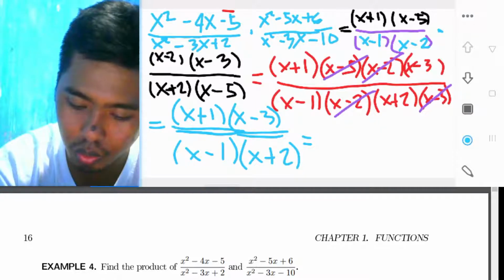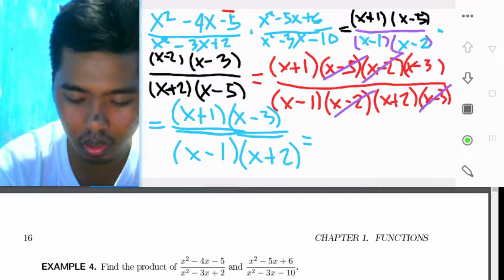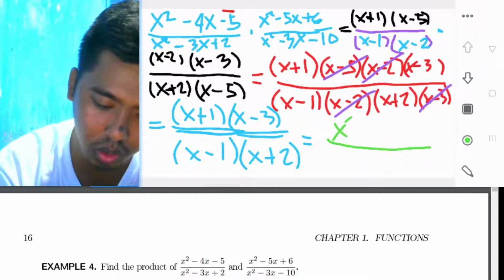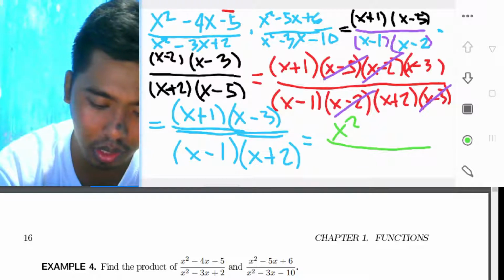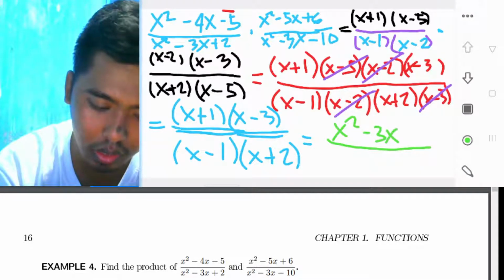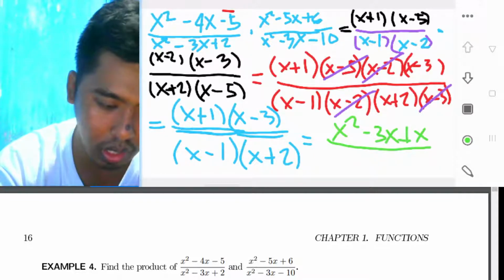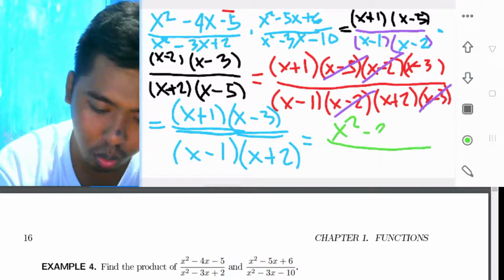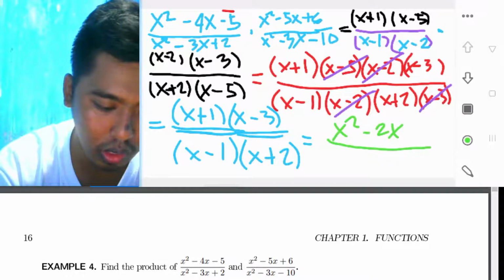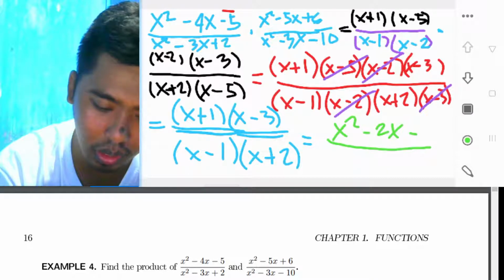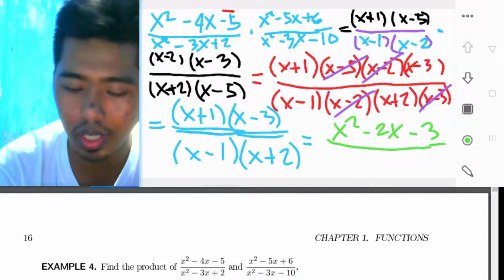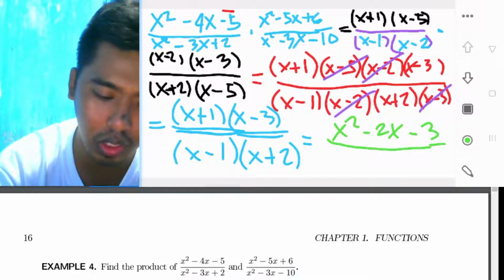Now, let's continue. So, let's use green. We will distribute. So, x times x is x squared. x times negative 3, negative 3x. 1 times x, plus x. So, negative 3x plus x would become negative 2x. Okay? Negative 2x. So, positive 1 times negative 3 is negative 3. So, that would be our numerator, guys: x squared minus 2x minus 3. Then, the denominator is the same.